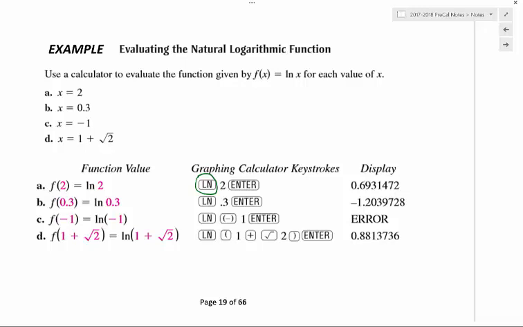Natural log of 1 plus the square root of 2, I would just type in natural log, and then I'd put parentheses, 1 plus square root of 2, and then enter, and it gives me an answer. You're using a calculator for these, nothing else. This is not something you're going to go figure out without a calculator. Not going to happen.